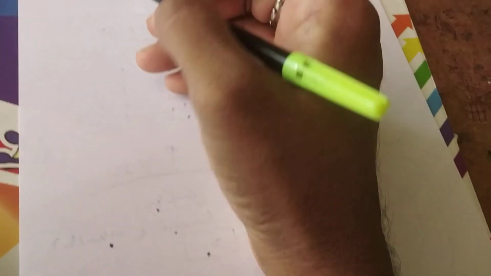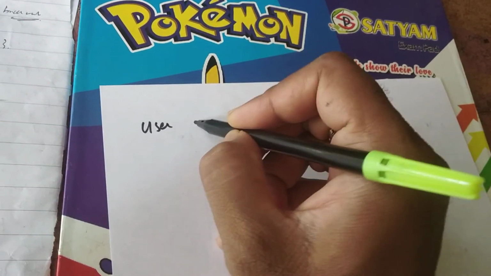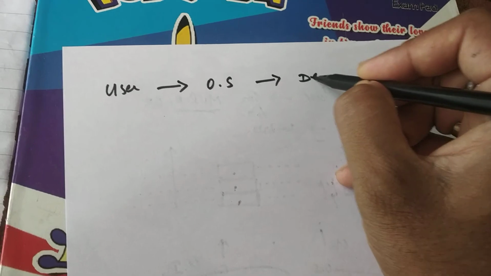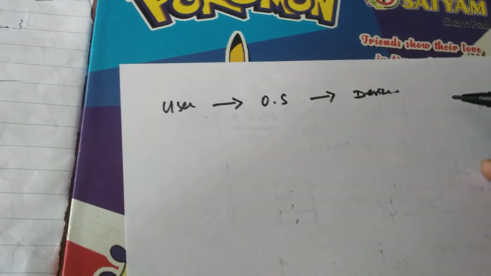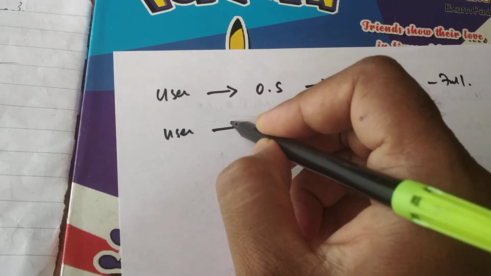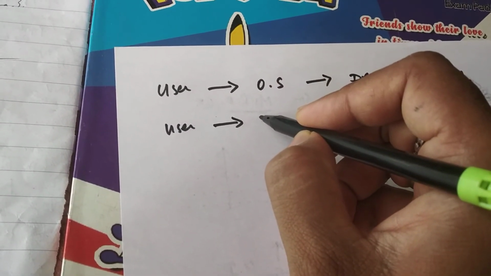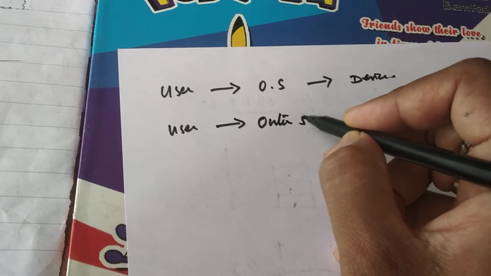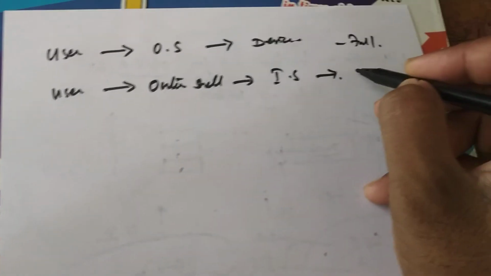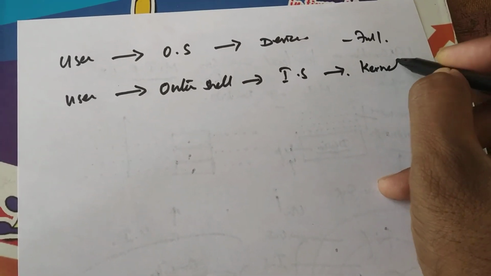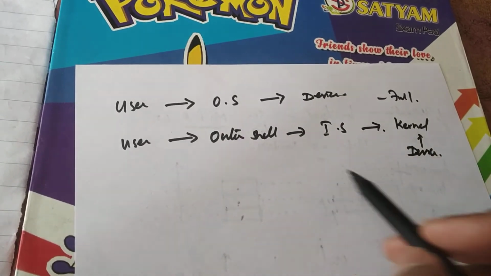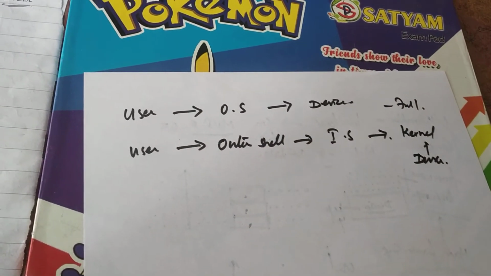So consolidating, a user will communicate with the operating system, and the operating system will communicate with the device. It's a full-fledged operating system. I will expand it like this. A user will communicate with the outer shell. The outer shell will communicate with the inner shell, and the inner shell will communicate with the kernel, that is, the device. Okay, this is the general flow of an operating system.